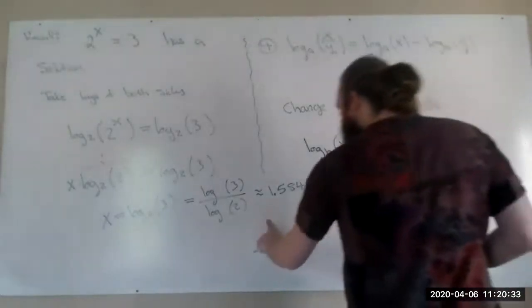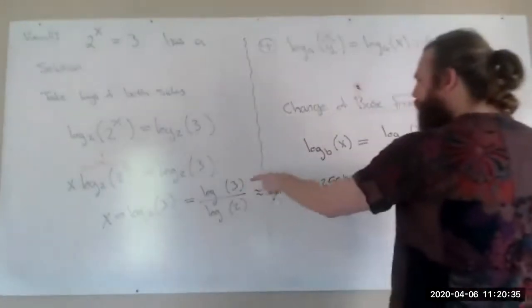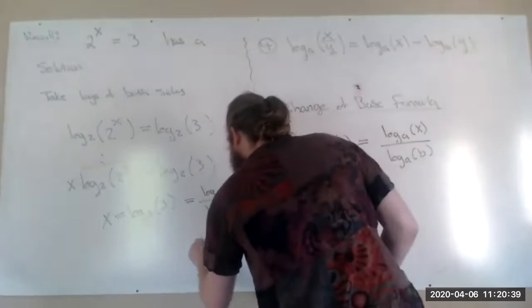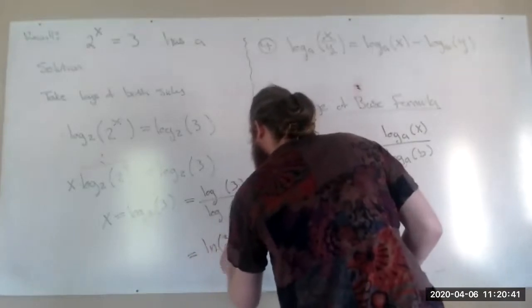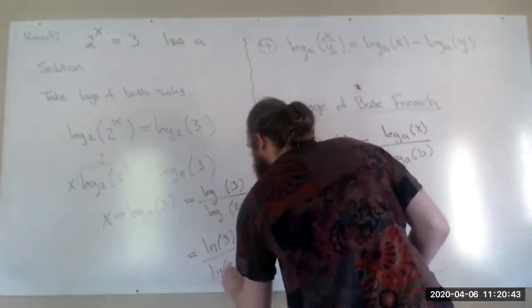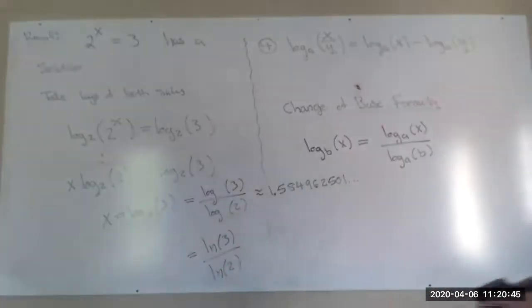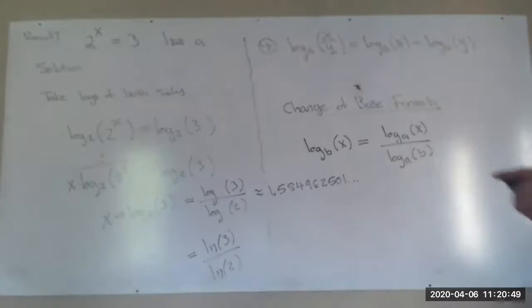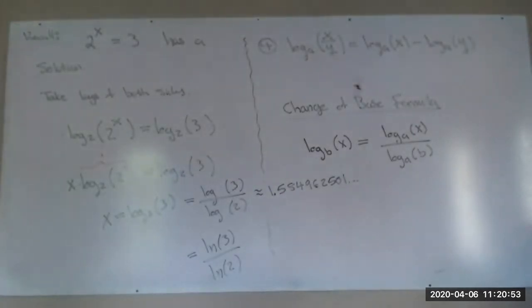Now check this out. I could have turned that into a natural log instead, using this same rule. This is the same as ln of 3 over ln of 2. You have to be careful with the division. Make sure that you close those parentheses before you divide. But separate from this, go ahead and type in ln of 3, close parentheses, divide ln of 2, close parentheses, hit enter. You get the same number.